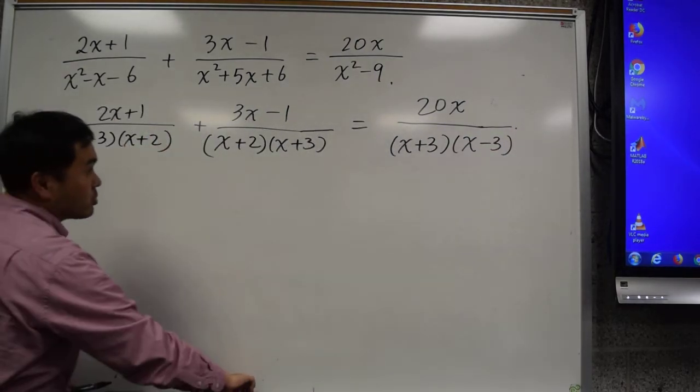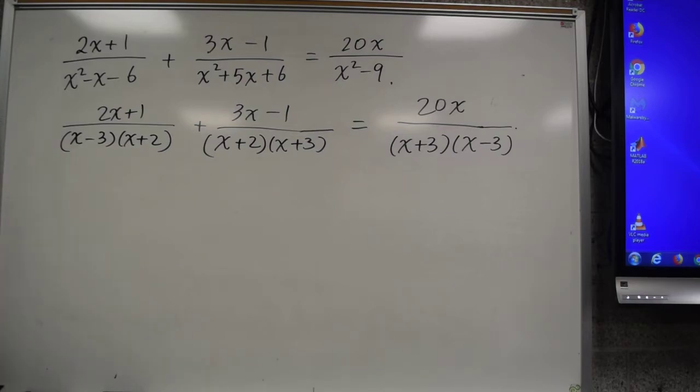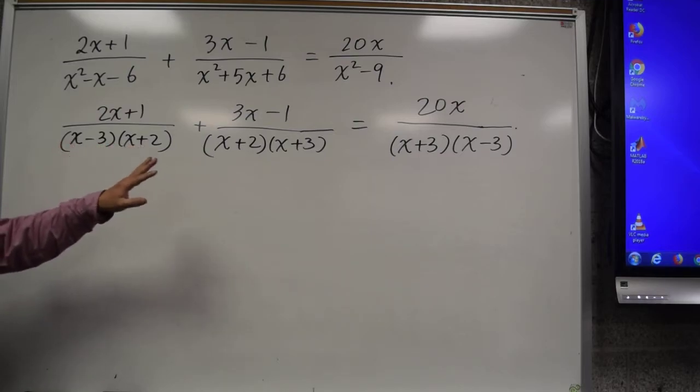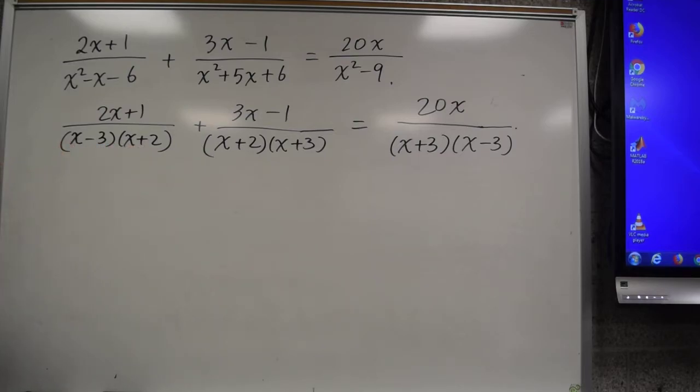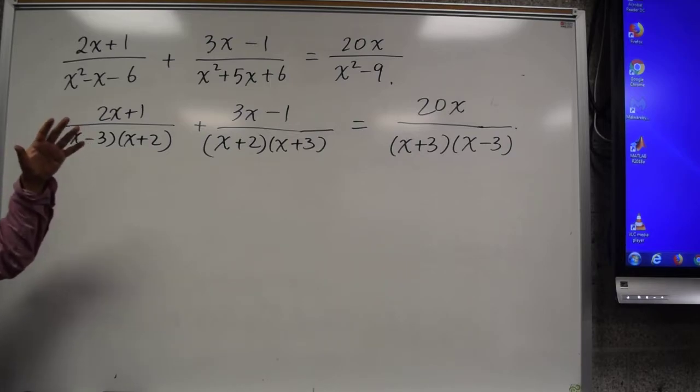Okay, now what you want to do is list all the factors of the denominator, because you want to get rid of all the denominators by multiplying by the least thing that you can multiply.